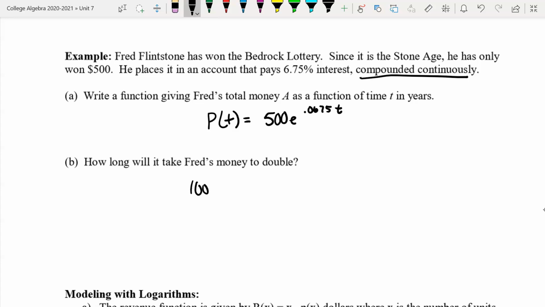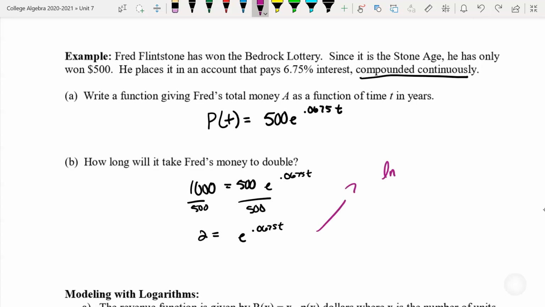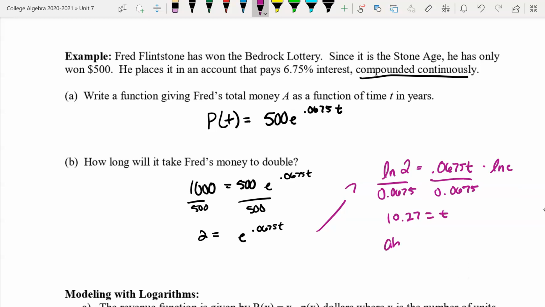So then it says how long will it take Fred's money to double? Well, if I double 500, that's $1,000 bucks. So I'm going to divide by 500. I get 2 equals e to the 0.0675t. Now how do we get rid of the common base e? We take the natural log of both sides. So again, natural log and e are going to cancel. So I get 0.0675t. You get 10.27 as your t, which is about 10 years for his money to double.